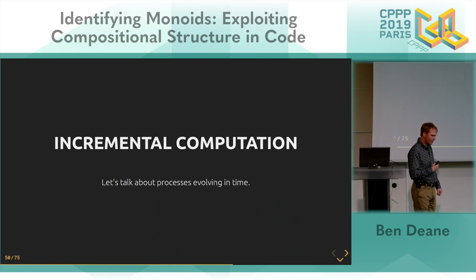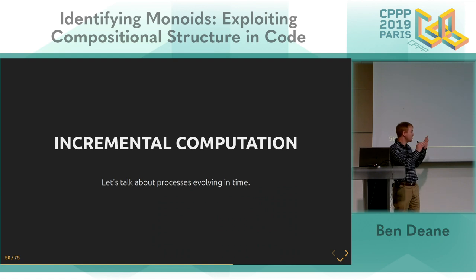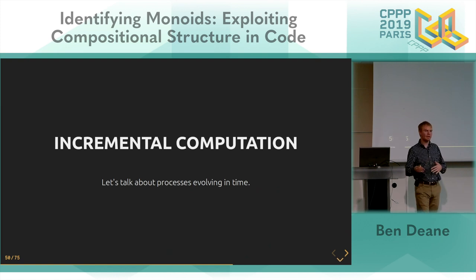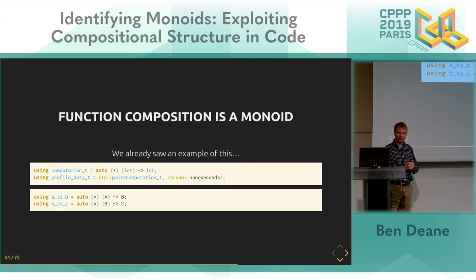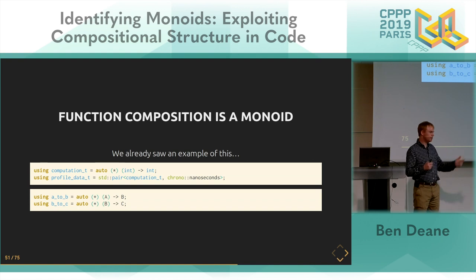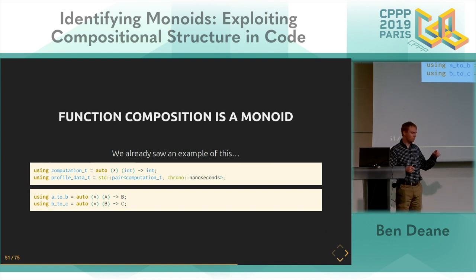Now let's talk about incremental computations, which, maybe you work in a space where the statistics stuff is applicable, but maybe you don't. Many of us perhaps work in spaces where incremental computations are important. So earlier on, I showed you this example of this pairwise monoid, this computation and keeping the timing of the profiling of the computation. And I said at the time that we'd compose the functions. Function composition is a monoid. So A to B and B to C, you compose those together, you conceptually get a function from A to C. But for now, because we're thinking about incremental computation, I want to think about functions from A to A, say from int to int, like we saw earlier.